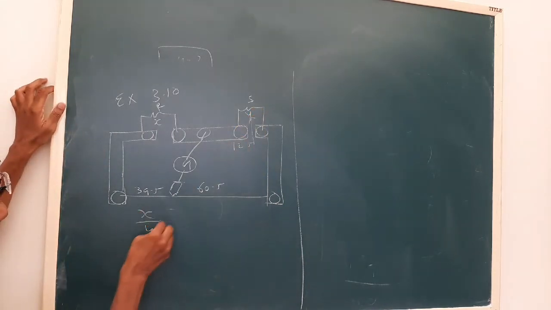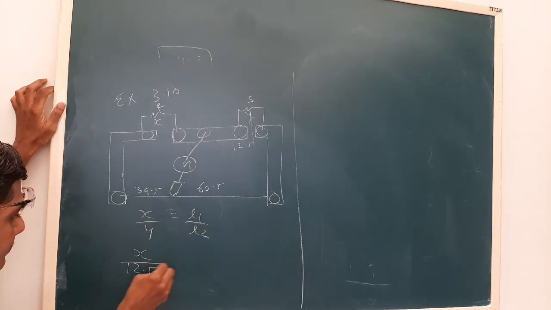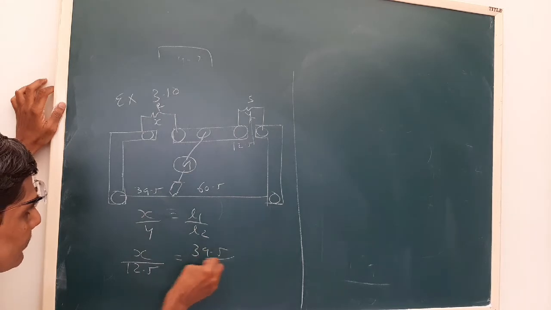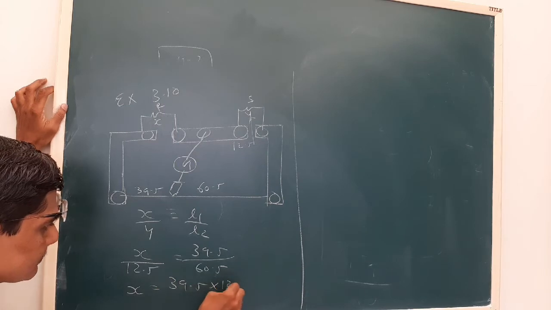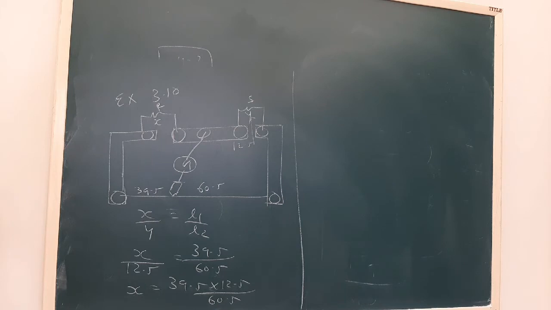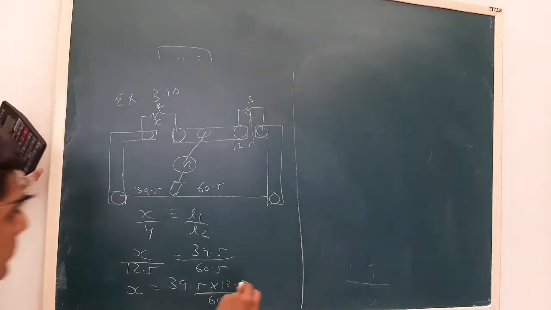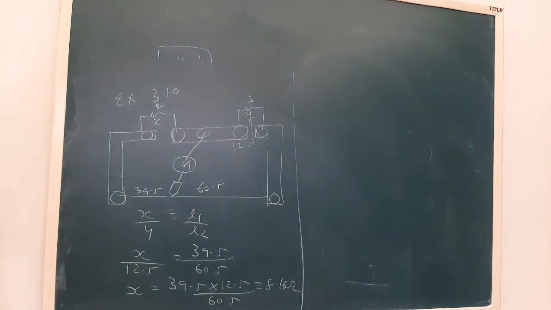So X upon Y is L1 upon L2. X upon 12.5 is equal to the null point 39.5 upon 60.5. X value, that is in R. Now if I simplify, we get 8.16. Now the second part of the question says the X and Y are interchanged.